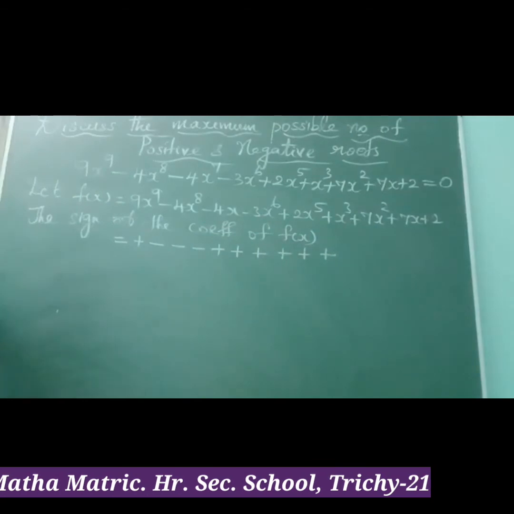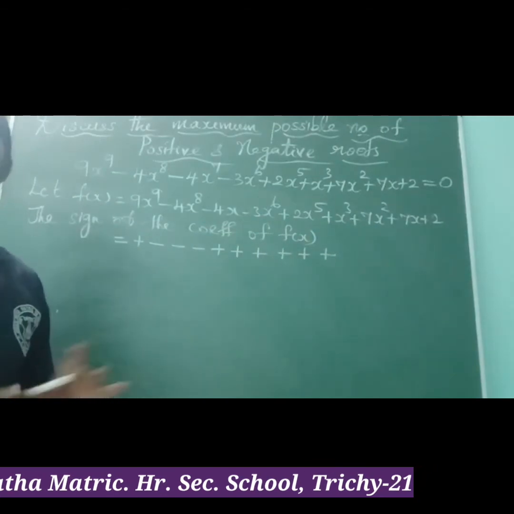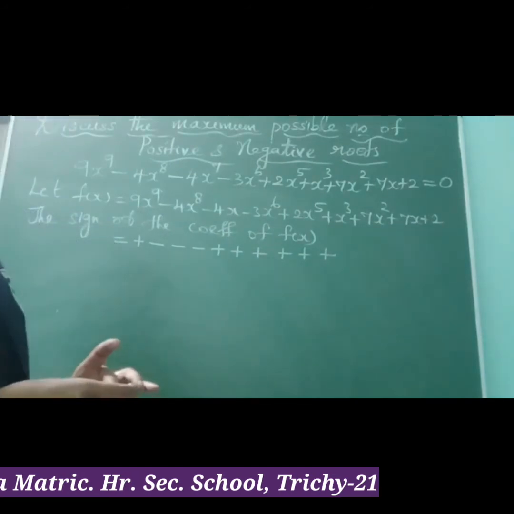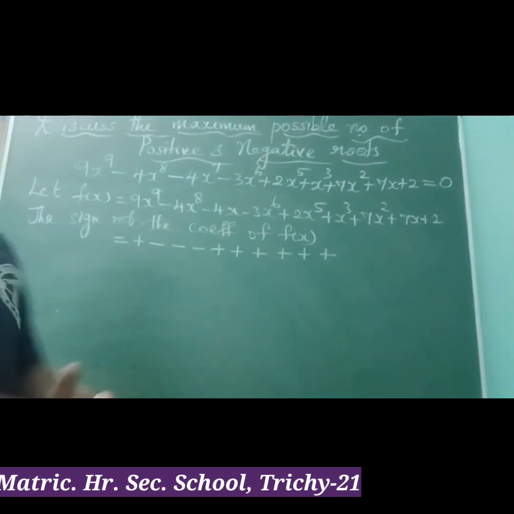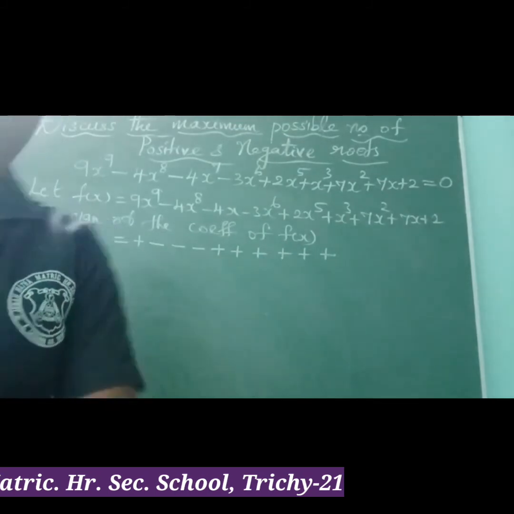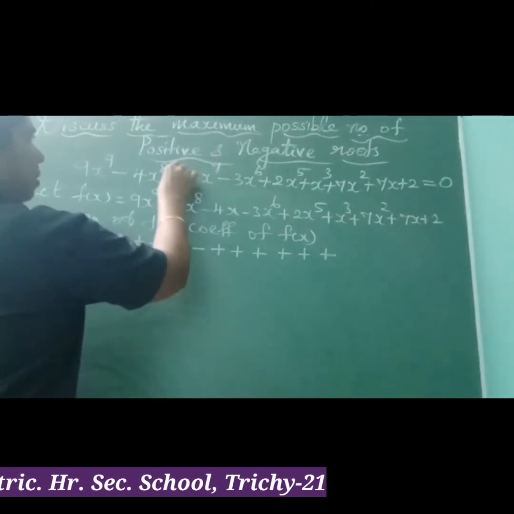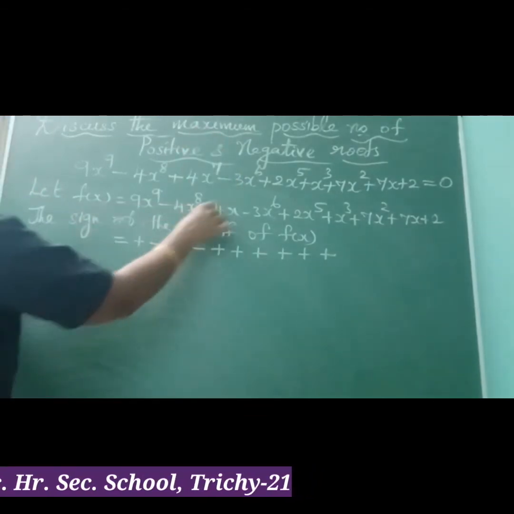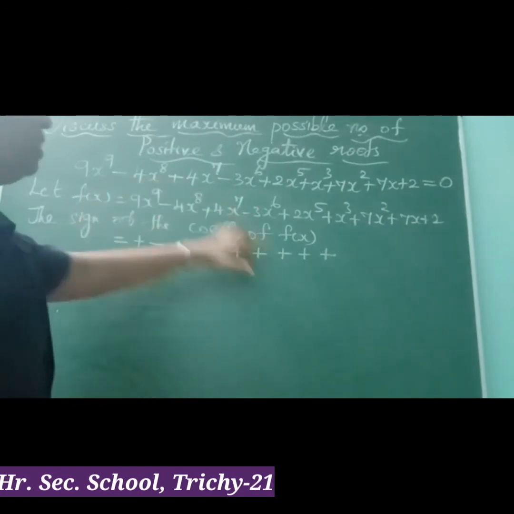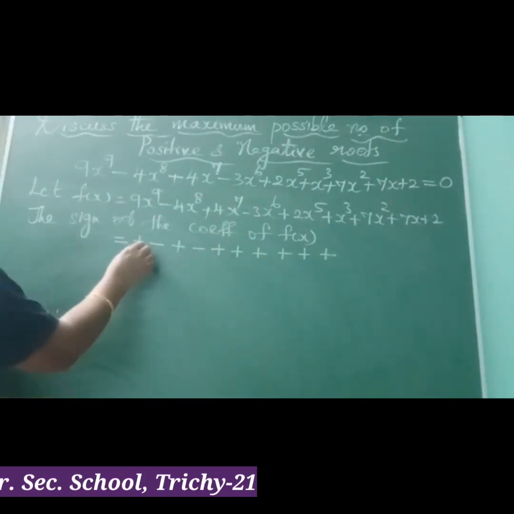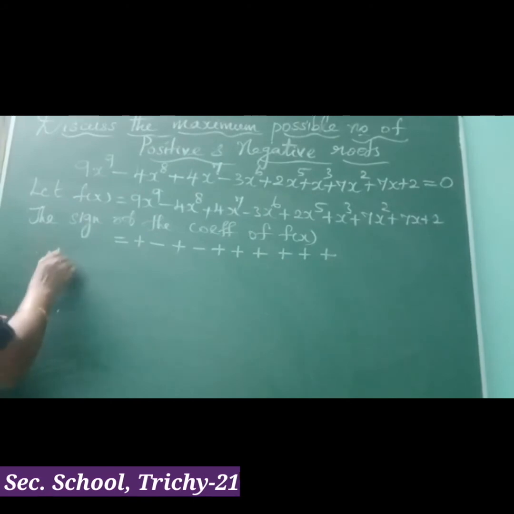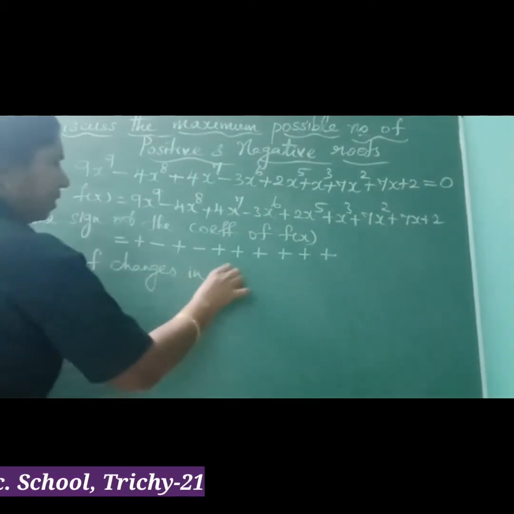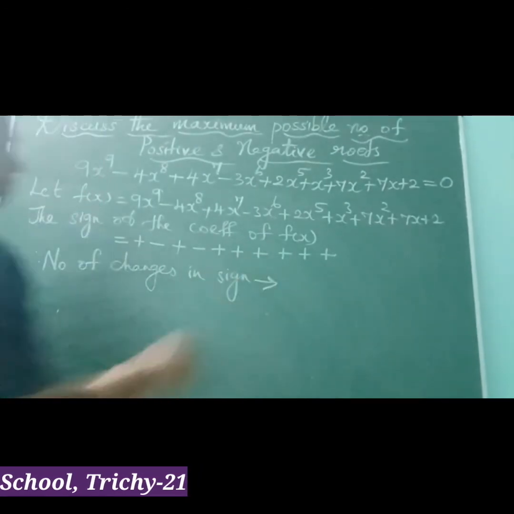After writing this, we want to find out how many changes are there. The number of changes in this equation we have to find out. Here there is a plus 4x⁷ also. So the number of changes in sign.